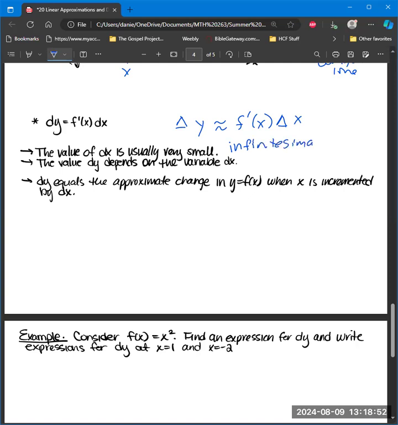I think I spelled that right. It's related to the word infinity, but it's the small version of it, so it's an infinitesimal. The value of dy depends on the value of dx. We said that already. dy equals the approximate change in y, equals f of x when x is incremented by dx. So this is a fundamental interpretation. I already drew you the picture of that.